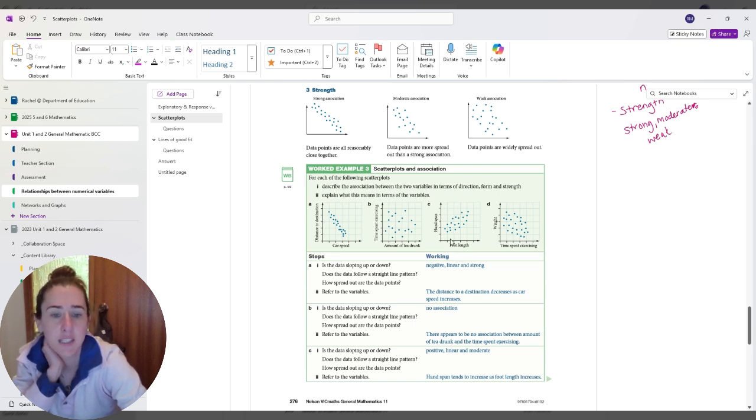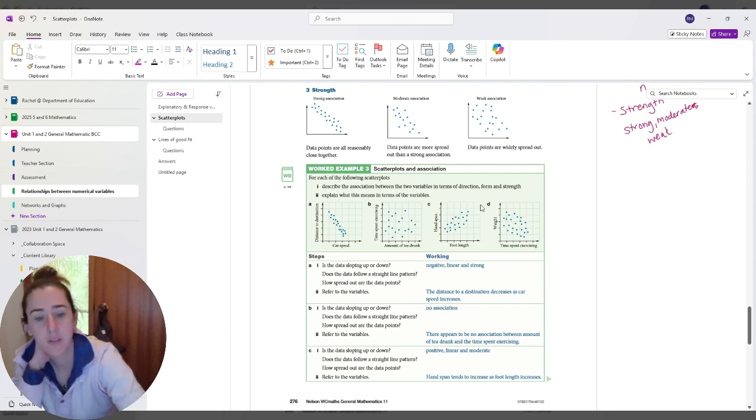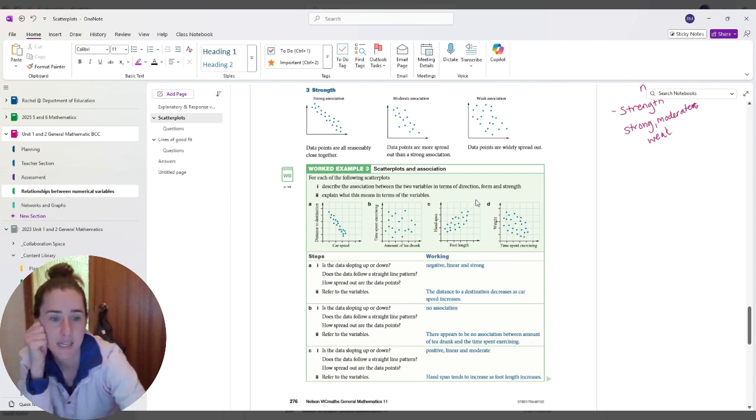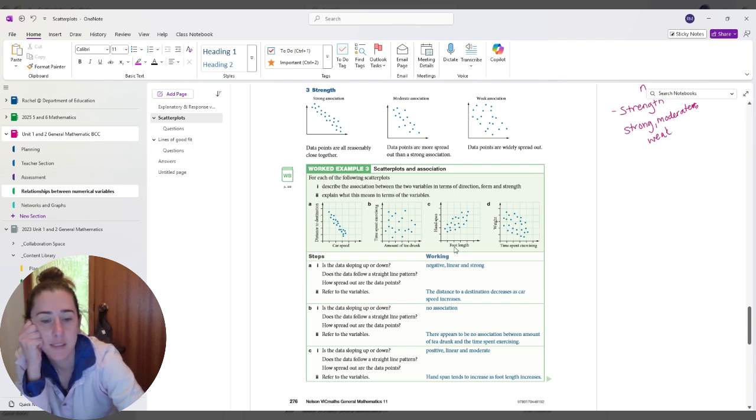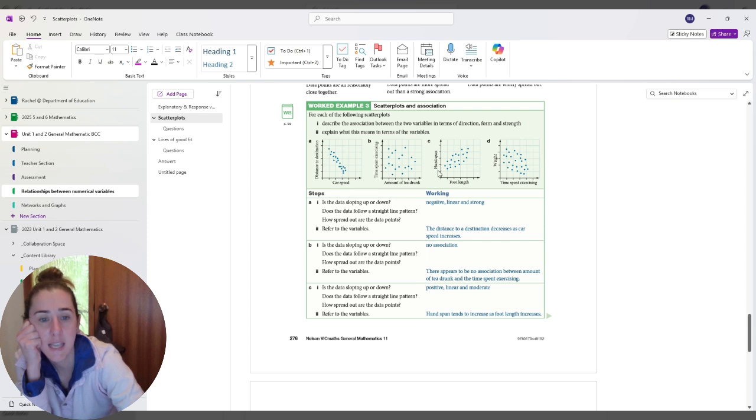Okay, if we look at foot length and hand length, we've got a positive relationship. All right, it is linear. It's got a shape to it that's linear, and it's probably more moderate. So you can see it's still got a bit of scatter to it. So as foot length increases, hand span tends to increase. Okay, sorry, as foot length increases, hand span. So hand span tends to increase as foot length increases.